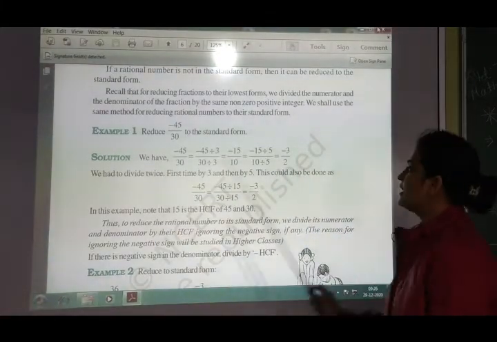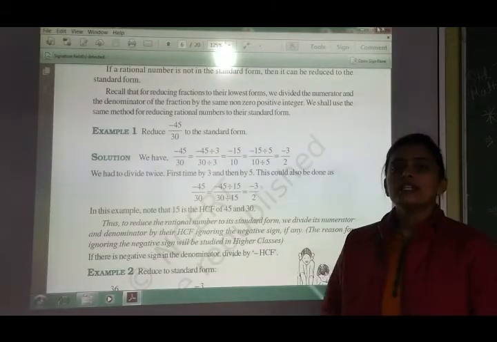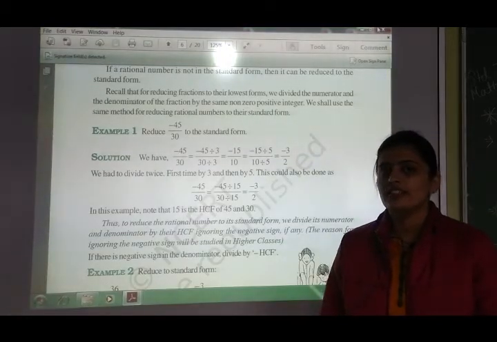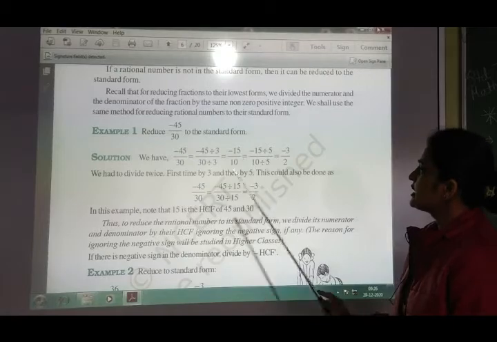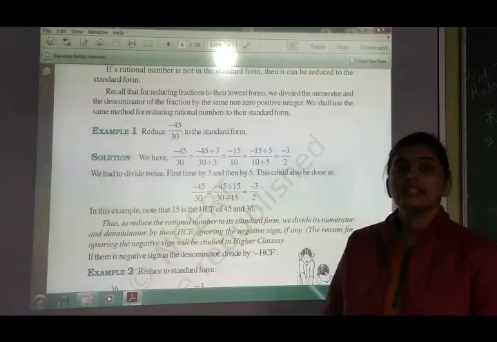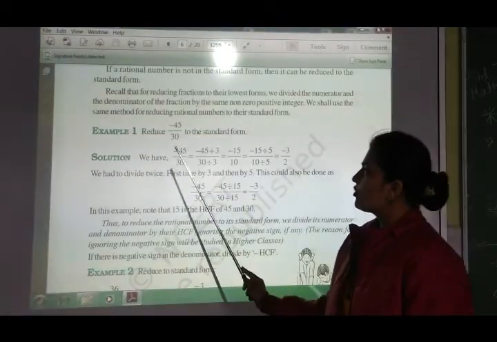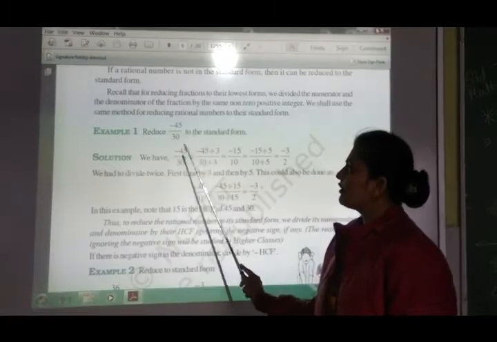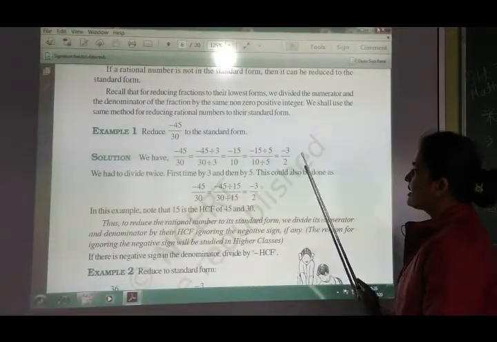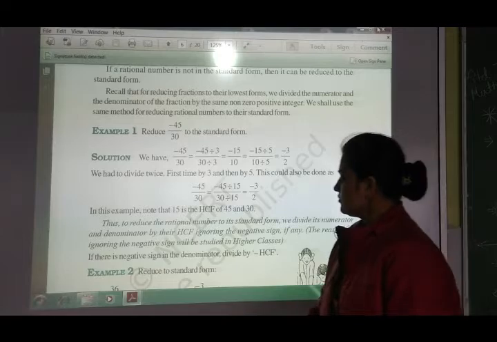Now here you can see minus 3 by 2 does not have any common factor other than 1. So this minus 3 by 2 is the standard form. So what is the standard form of minus 45 by 30? Minus 3 by 2.